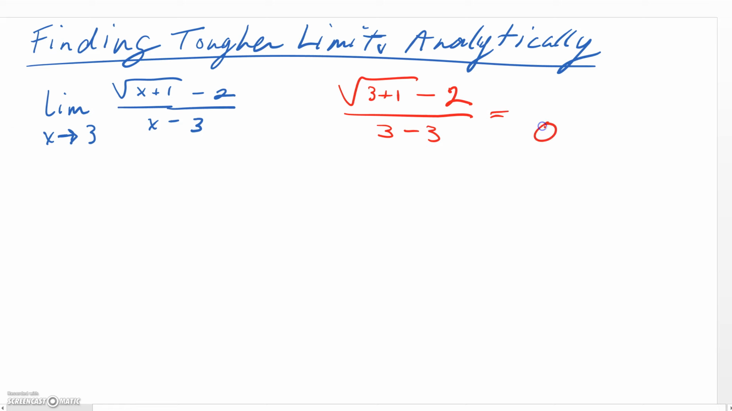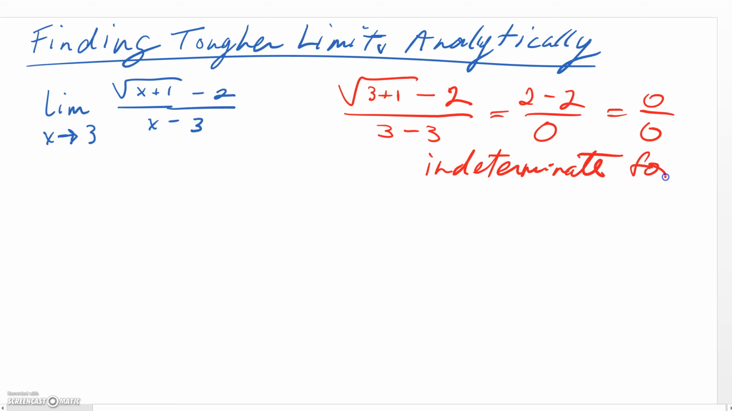We would get 0 in the denominator, and we would get the square root of 4 minus 2, which is 2 minus 2, which is also 0 in the numerator. That's an indeterminate form. So it looks like this limit probably doesn't exist because of this little analysis we've just looked at. But it turns out that this limit does exist, and I'm going to show you how to solve it.